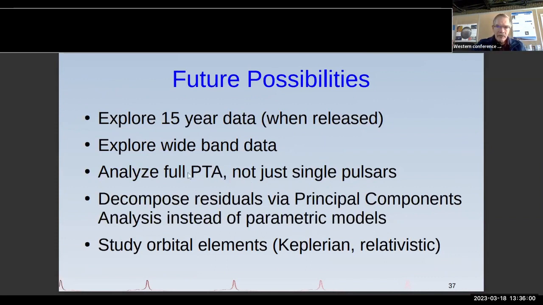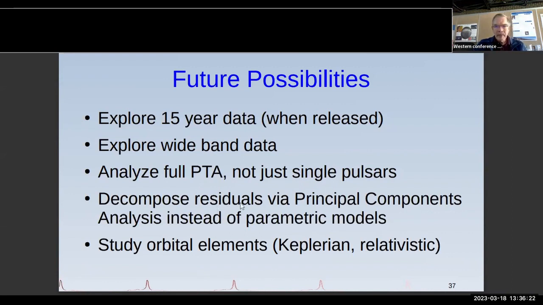So yeah, I don't think I'm going to do the full PTA. I don't have the computer or the mental bandwidth to do that. Just doing single pulsars was fun. One thing I would try is what I've talked about here, doing these explicit parametric models for the dispersion measure and all the physical factors.